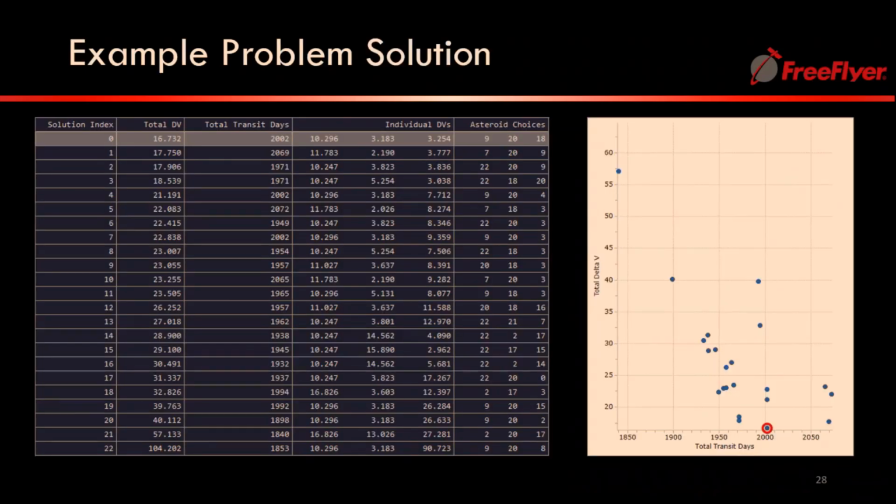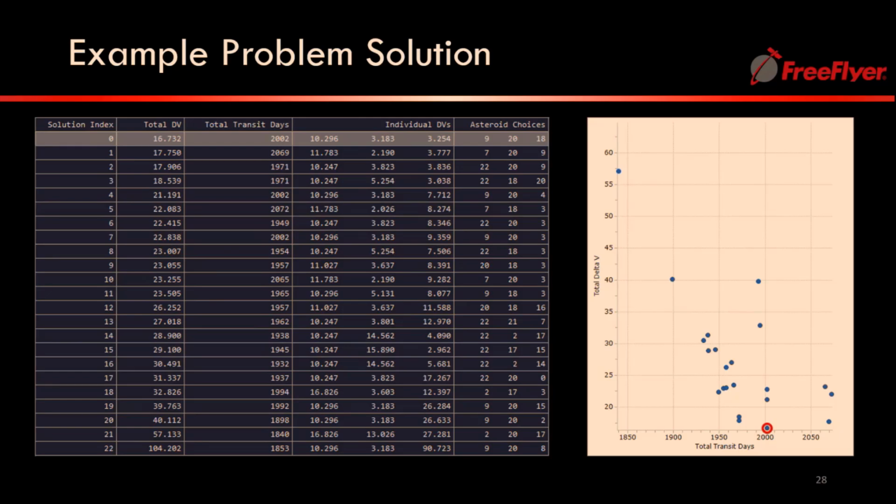So that is why the plot on the right here looks the way it does, and it's not a smooth front. It's because we're looking at the Pareto front in only 2 dimensions, when in reality, we're including total delta V and total transit time along with these other 3 individual delta V objectives.